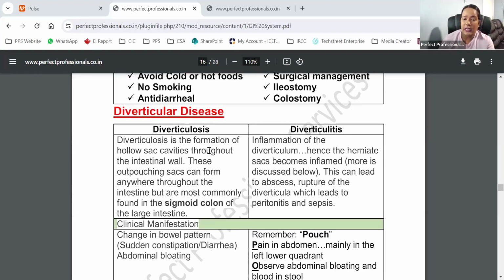Now see diverticulosis. Diverticulosis is the formation of a hollow sac cavity throughout the intestinal wall. This outpouching sac can form anywhere throughout the intestine, but is most commonly found in the sigmoid colon of the large intestine.